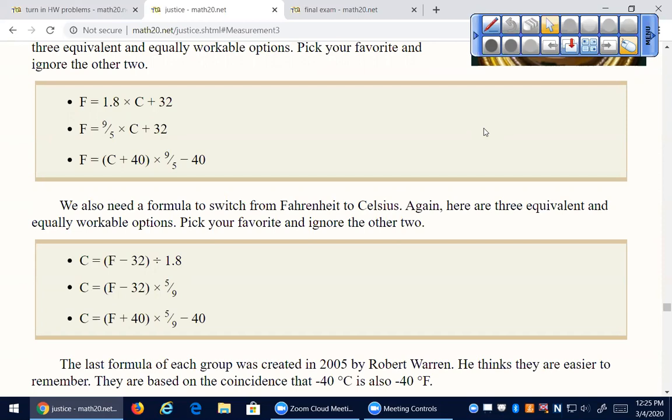Again, of the three, you only need one. This is sort of an old traditional one you've seen before. This is the fraction one for people that like that, which pretty much no one does. And this is the one that's easiest to memorize, both of them, if you haven't picked a favorite yet.